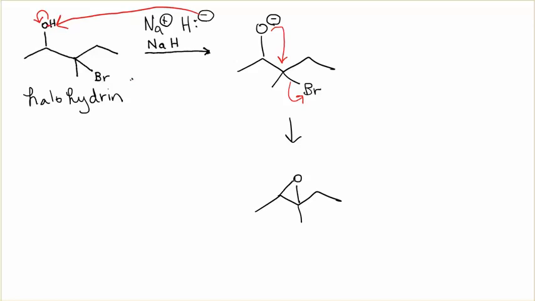An epoxide is a 3-membered ring in which one of the members is an oxygen. So this triangle where one of them is an oxygen is an epoxide. This is the epoxide that's formed when the alcohol is deprotonated and pushes the bromide away.